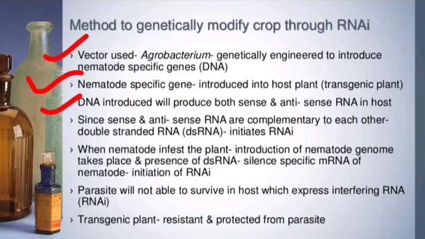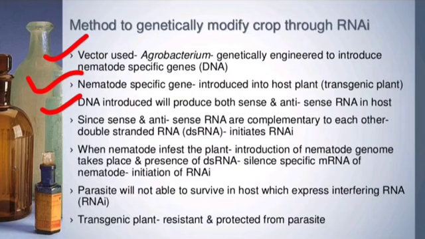In that plant we have already introduced the nematode-specific gene DNA. So where is that nematode-specific DNA introduced? In the plant. Because the DNA is double stranded, and the nematode-specific gene is in it, when transcription is going on, they will produce the sense strand and the antisense strand, and there complementary double-stranded RNA is produced.